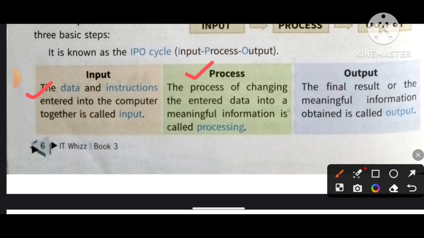Next is process. What is process? The process of changing the entered data into meaningful information is called process. When we put in some instruction, it will be processed in the processing device, the CPU. For example, when we put our pencil into the sharpener, our pencil is the input, and the sharpening is the process. Whatever data we put in the computer is converted into meaningful information, that is called processing.